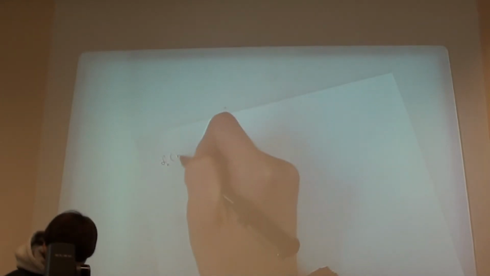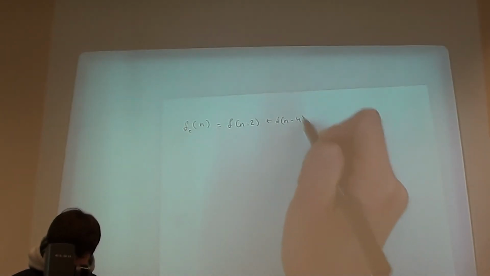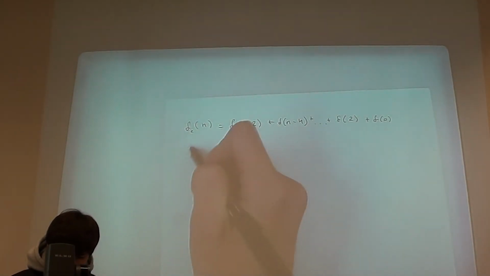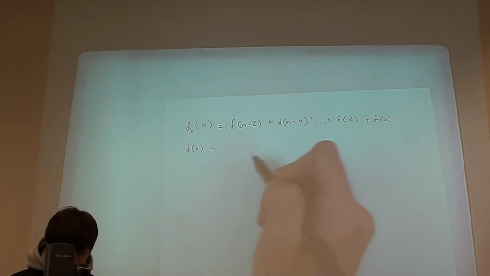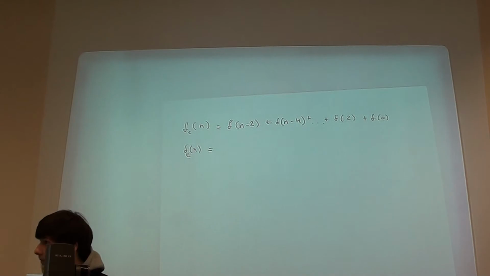Alright, so let's see how you try to solve the problem. Can everyone see? It's going to be f of n minus 2 plus f of n minus 4, f of 2 plus f of 0, f of n is equal to How to get this equation? Can you explain to us how to get this equation?